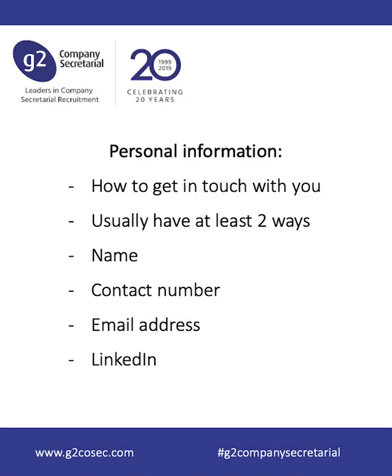With the personal information part, it's pretty simple. It's just how to get in touch with you. So it will be your name, a contact number, an email address, a LinkedIn, the easiest ways to contact you. Preferably more than one, just in case one doesn't work, you can be reached on the other one. And then after that, it's the personal profile.